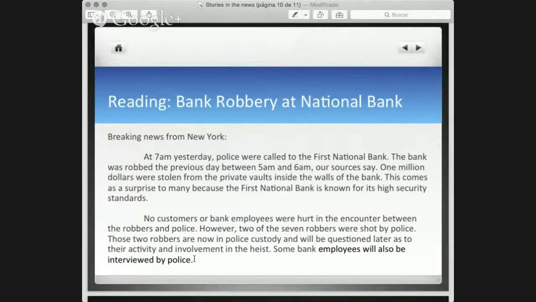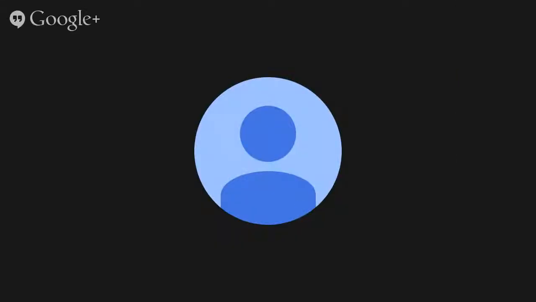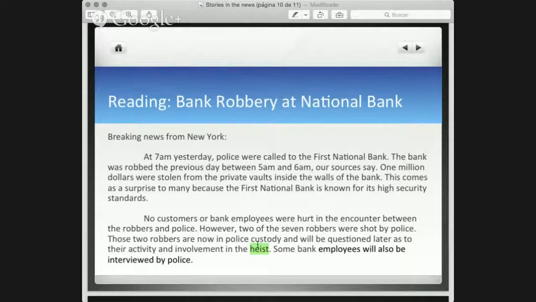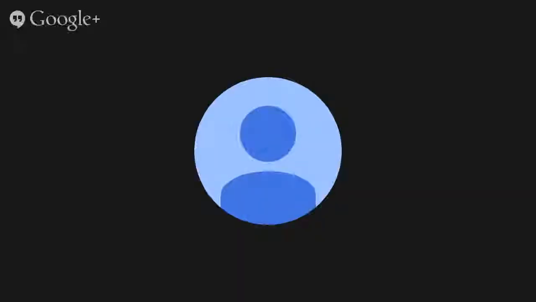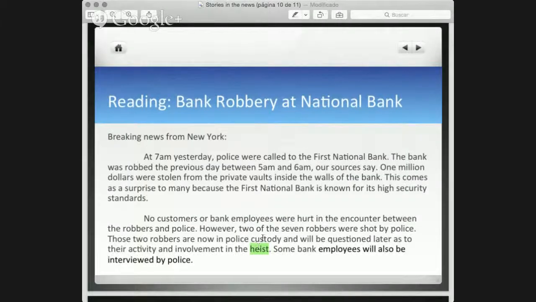Good. Okay, so what about this paragraph? Any new words or vocabulary? Okay, I'll check it out. Yeah, take your time. Okay. Let me see. No, it's fine. I understood everything. Do you know what the word heist means or custody? Yeah, it's like a robbery, but it's when you enter into a bank and you take guns and try to steal people. Exactly. Good. And what about custody?